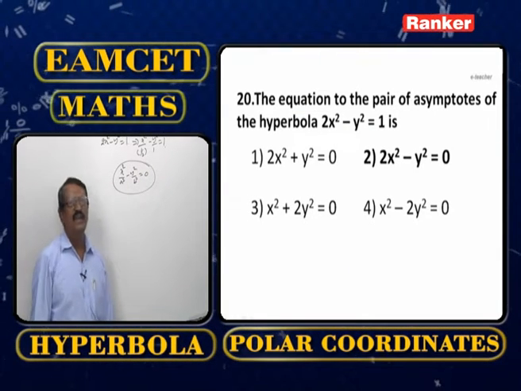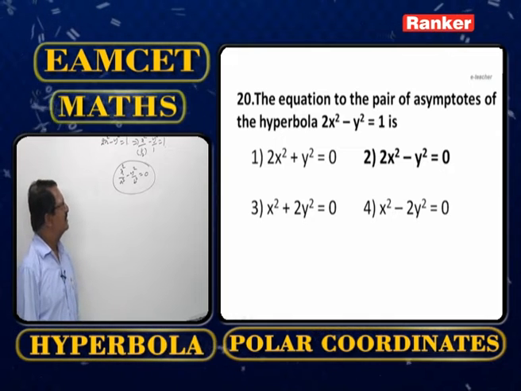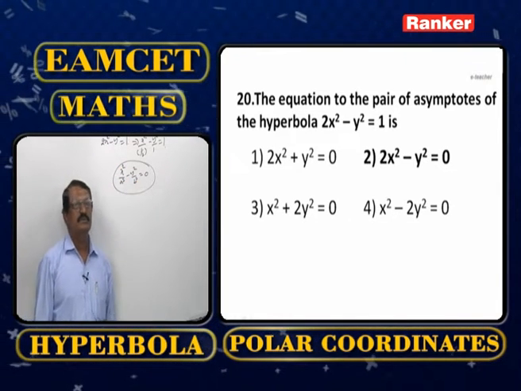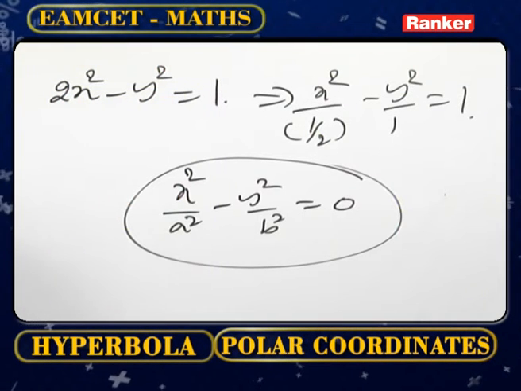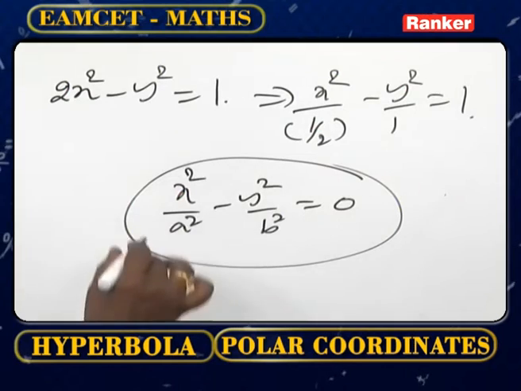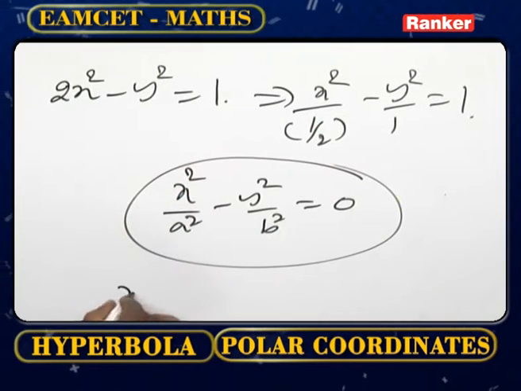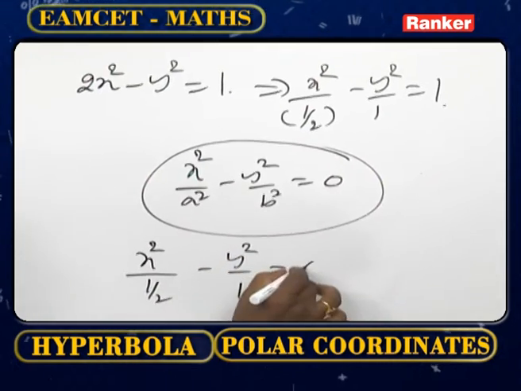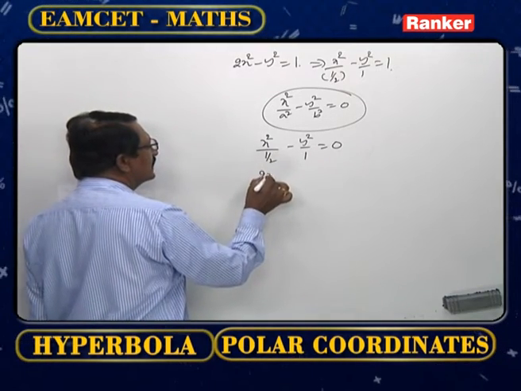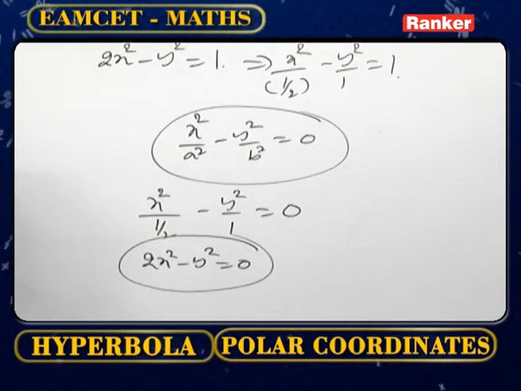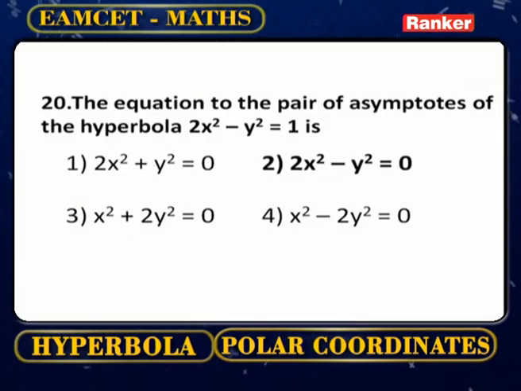The equation of asymptotes of the hyperbola x square by a square minus y square by b square equals 1 is x square by a square minus y square by b square equals 0, because the equation of the hyperbola and its asymptotes differ by only a constant k. Now the required equation of asymptotes is x square by 1 by 2 minus y square by 1 equals 0, or 2x square minus y square equals 0, the required equation of asymptotes of the given hyperbola. Second option.